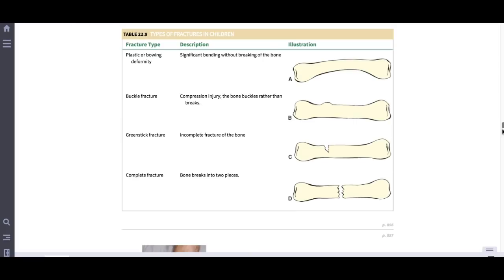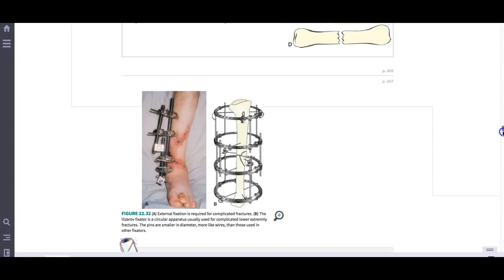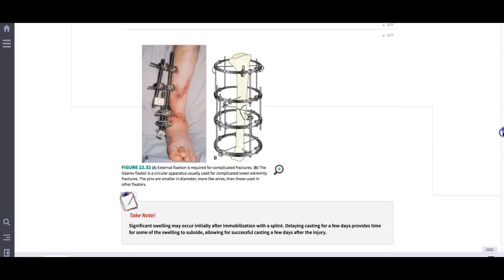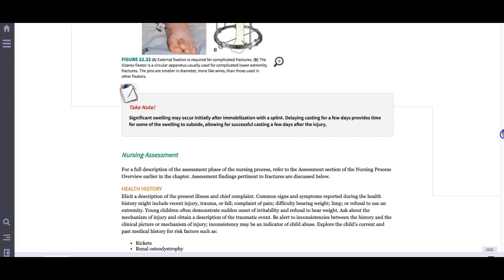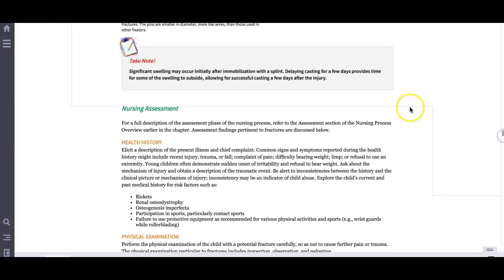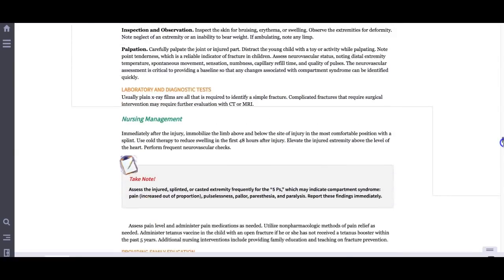Open fracture is not on here, but an open fracture is where the fracture comes through the skin. It's a big deal. It's surgically repaired. There's an external fixator for a tibia fracture. Looks painful. Can you see where the potential for infection might be? All right. Talks about assessing after a cast application after a splint.